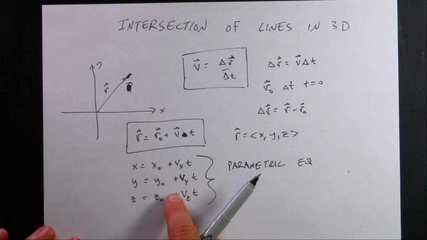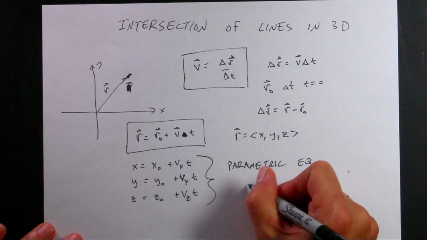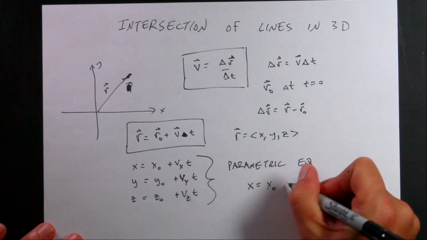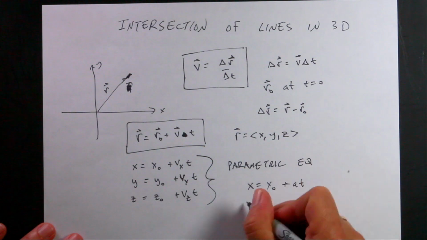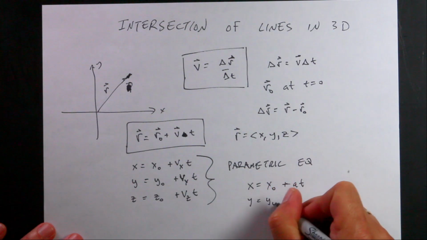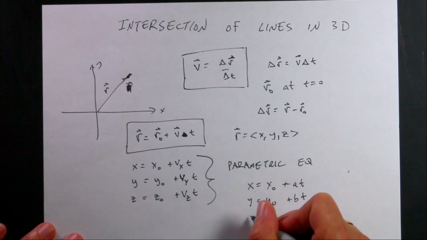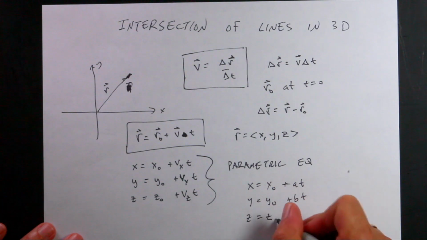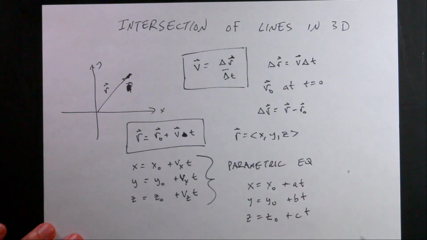Now, typically what you're going to see in a math class, they would write this as x equals x0 plus at, y equals y0 plus bt, z equals z0 plus ct. I mean, that's the same thing. I like thinking of it in terms of the x, y, z components of velocity. It's just cooler that way, don't you think?